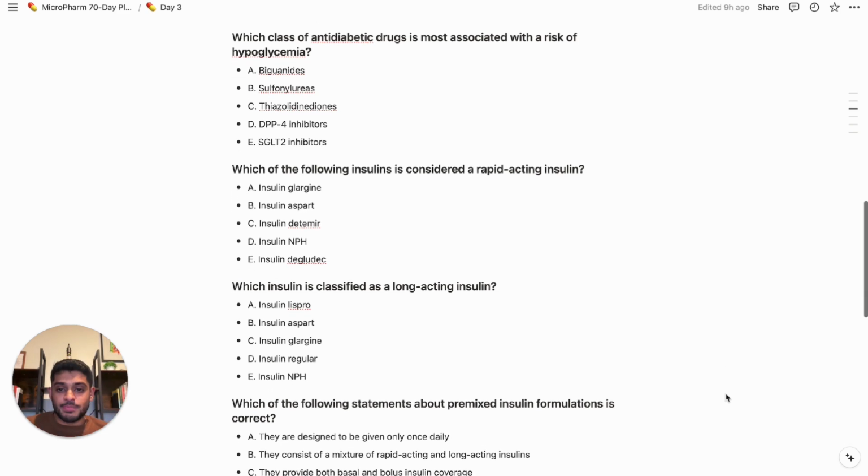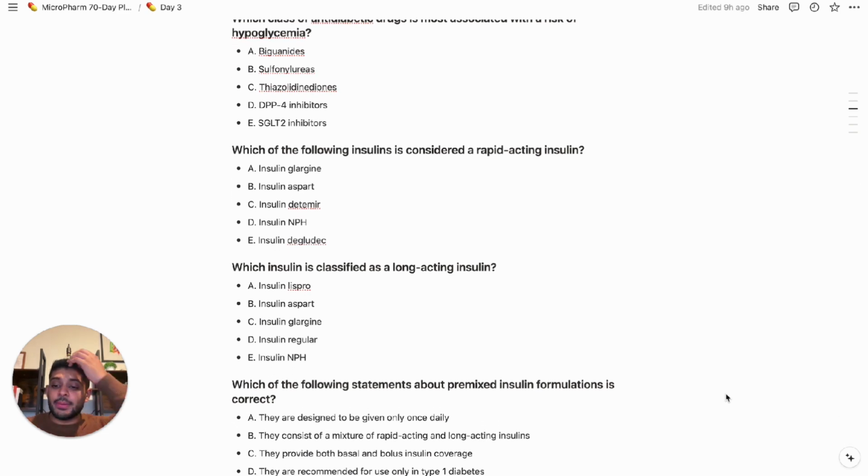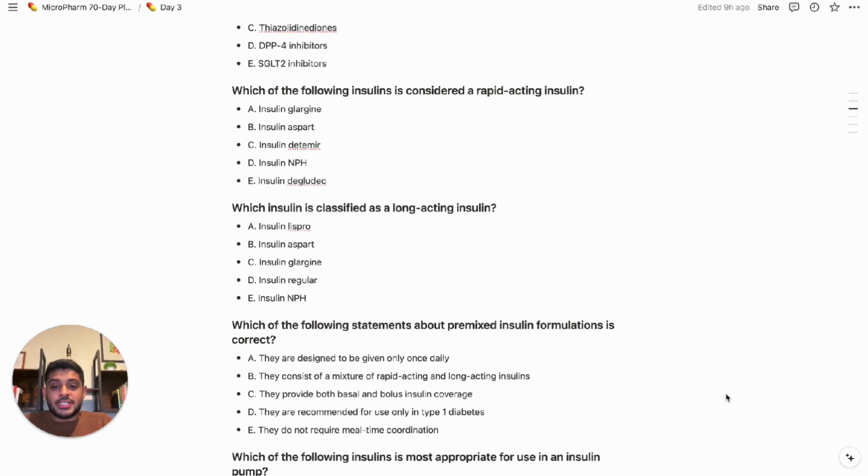Correct answer for this was B, insulin aspart. Brand name Novorapid or Fiasp. Which insulin is classified as a long-acting insulin? A, insulin Lispro, B, insulin aspart, C, insulin glargine, D, insulin regular, or E, insulin NPH.